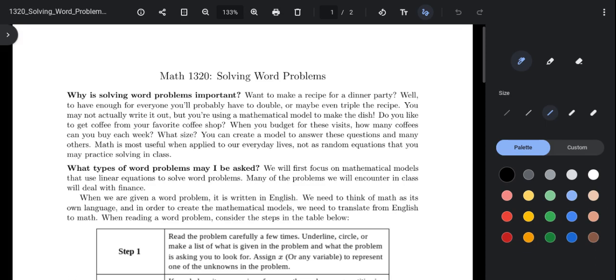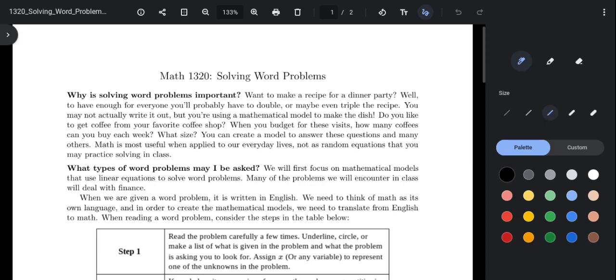So, for example, if you're making a recipe and it only serves three, but you have six people coming over for dinner, you have to multiply all of those ingredients and measurements by two when you're doubling it. That is an example of using a mathematical model in your everyday life to make sense of and help you in accomplishing a task.